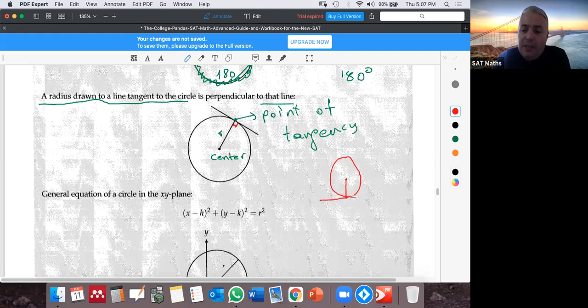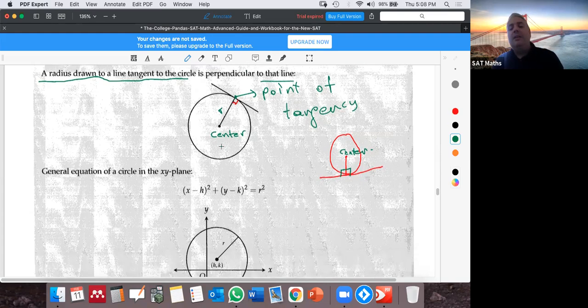So if I draw this, I will say that this is now 90 degrees, since this is the center. Important rule: when we want to use the Pythagorean theorem related with the circle, we are using this.